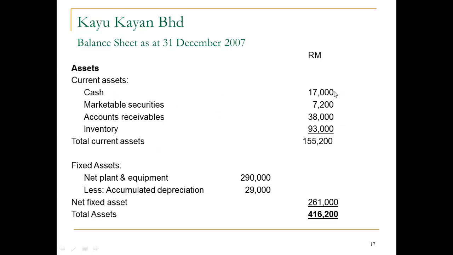So we have cash of about 17,000, then marketable securities of 7,200 ringgit, and also accounts receivable, which are your customers who have purchased your product on credit, totaling 30,000, and also inventory of 93,000 ringgit. So the total current assets, if we add all of these, will total about 155,200 ringgit. And then we look at the fixed assets.